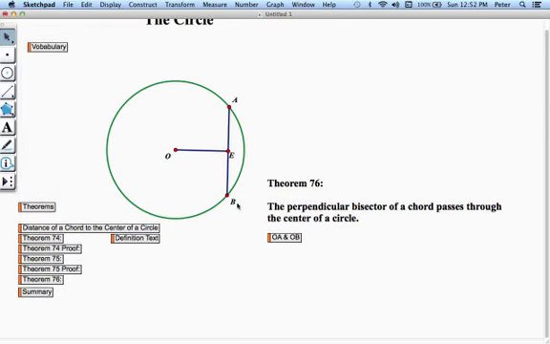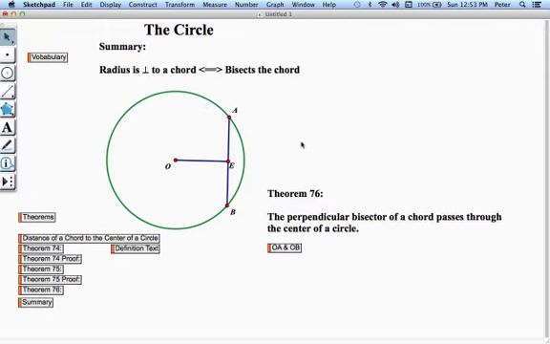But let's take a look at the summary of the information I want you to know from this section. So in summary, if a radius is perpendicular to a chord, then it bisects the chord. And if a chord is bisected by a radius, it's therefore perpendicular. So these two theorems are converses of each other, which makes the statement biconditional. So whenever you see a radius perpendicular to a chord, please know that it bisects it. Or if you're given that a radius bisects a chord, know that they're perpendicular.